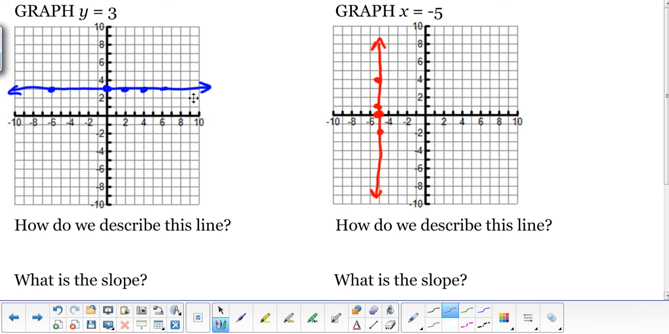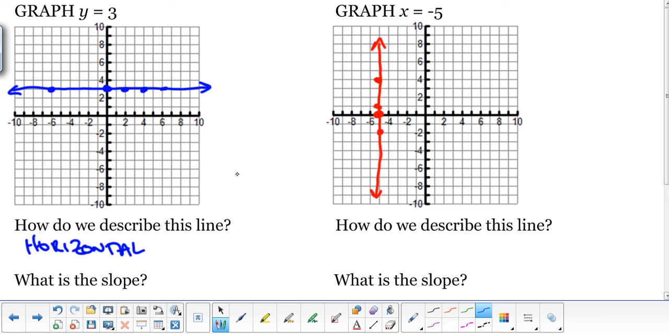Anywhere on this line, the y is always 3. Well, how do we describe this line? We don't want to say straight, because all lines are straight. This is what we call a horizontal line. Horizontal. And what is its slope?